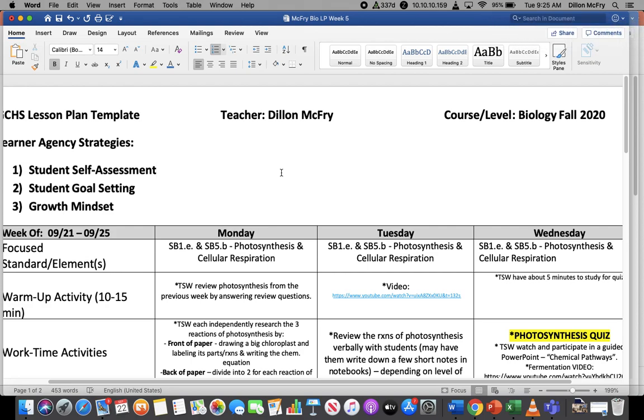So I hope this was informative. I look forward to working in different opportunities for learner agency because I want to make my classroom an environment where students feel comfortable with taking control of their learning. They can take control of the pace, they can take control of how they access the content, how they use the content, and how they demonstrate mastery.